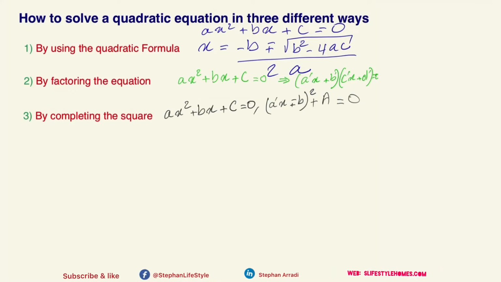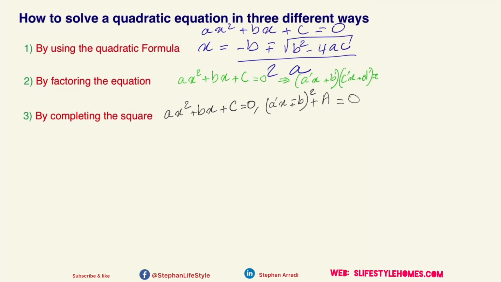The third one is completing the square. If we have ax squared plus bx plus c equal to 0, we try to make it something like this: (a'x plus or minus b) squared plus or minus a equal to 0, and then it will be very easy to solve.